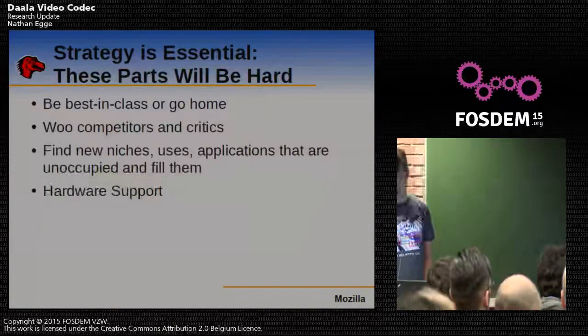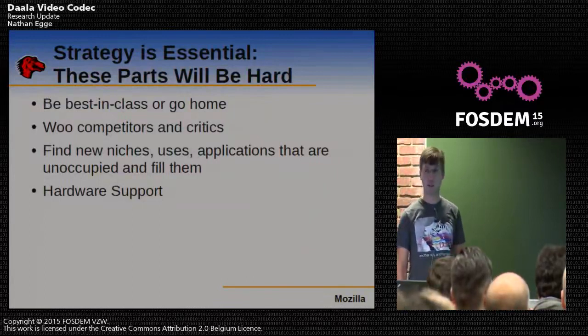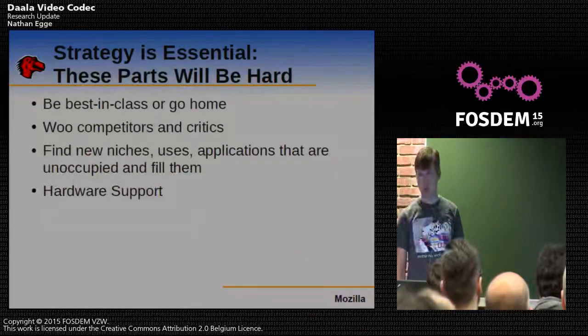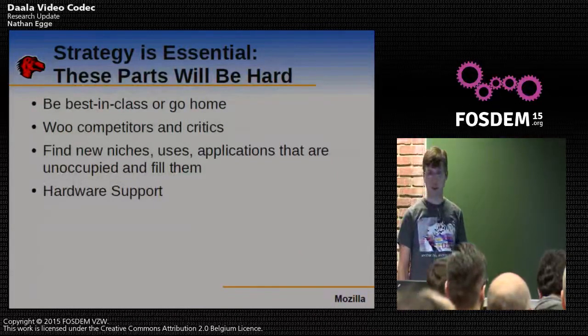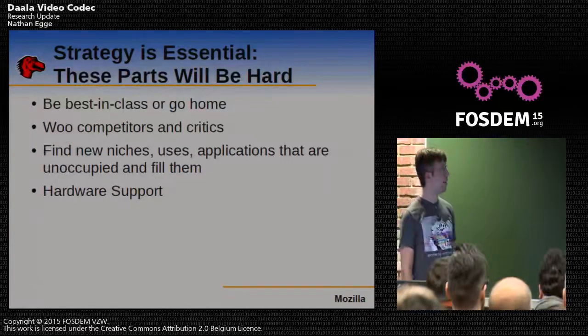And so there are other parts of the strategy that are actually going to be very difficult. So we have to be the best in all cases. We have to be best in compression per bit, in bit per watt, so for the mobile case. We have to be good for archive use cases. We have to be good for streaming. We have to be good for real-time communication.